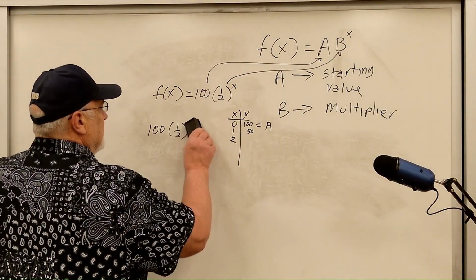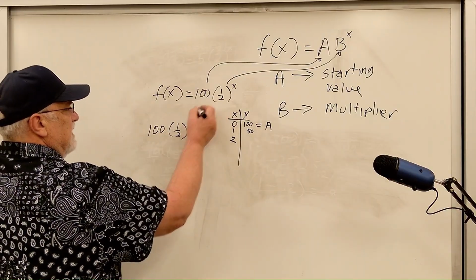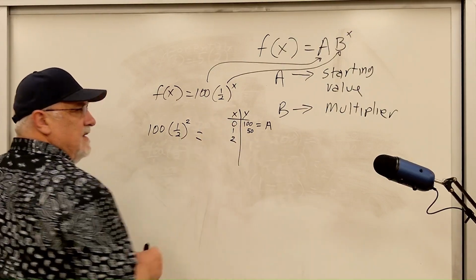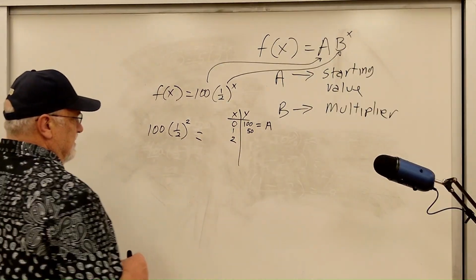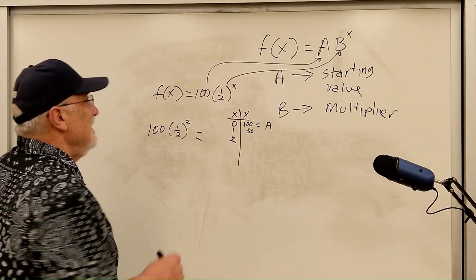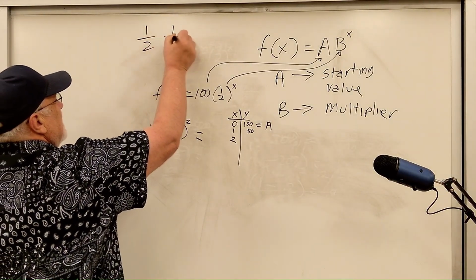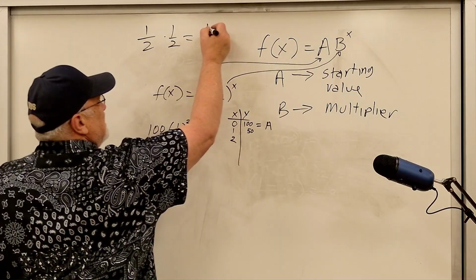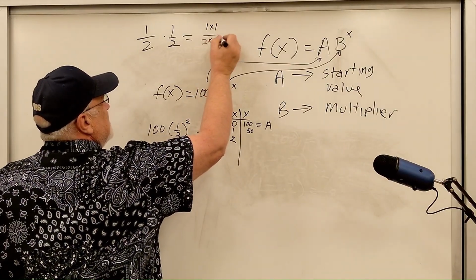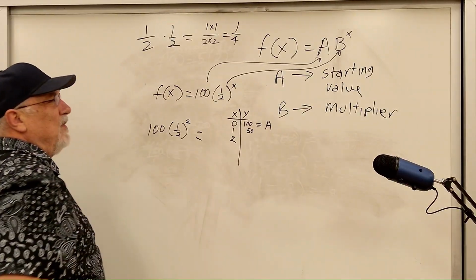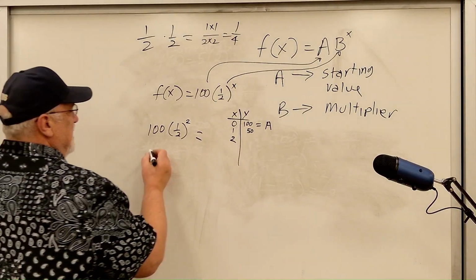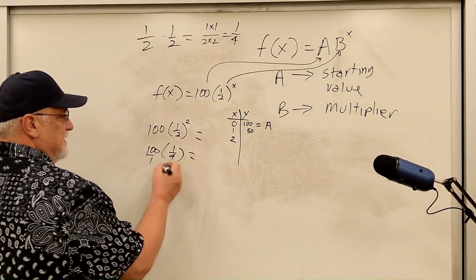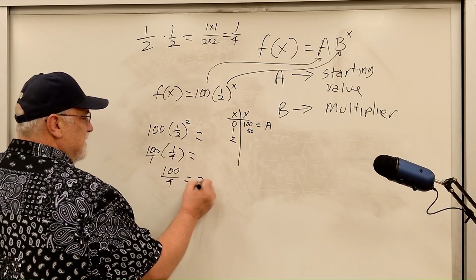So now I have f of x is equal to 100 times 1/2 to the x. I'm going to substitute a 2 in for that so I can fill in my little chart here. So 100 times 1/2 squared, which is 1/2 times 1/2, is equal to, do you know? The top is 1 times 1. The bottom is 2 times 2, which is 4, so it's 1/4. So this would be 100 times 1/4. And so we could think of it as over 1, so that'd be 100 divided by 4 equals 25.